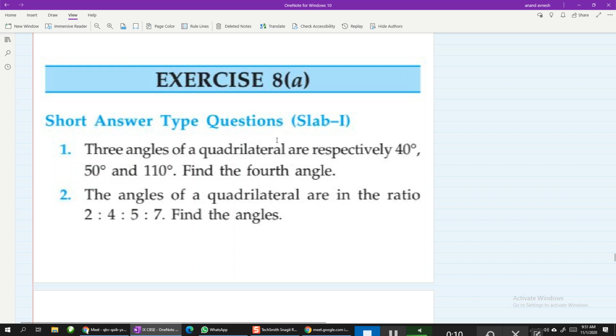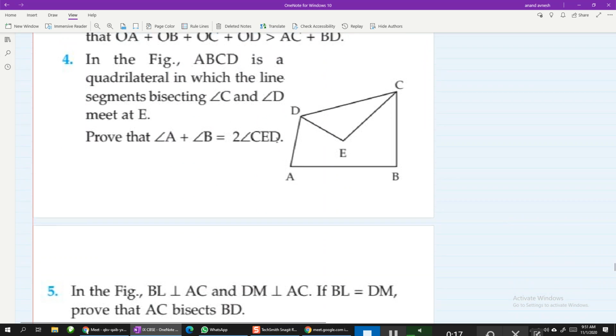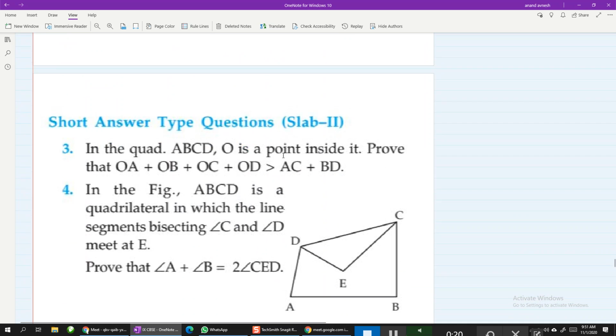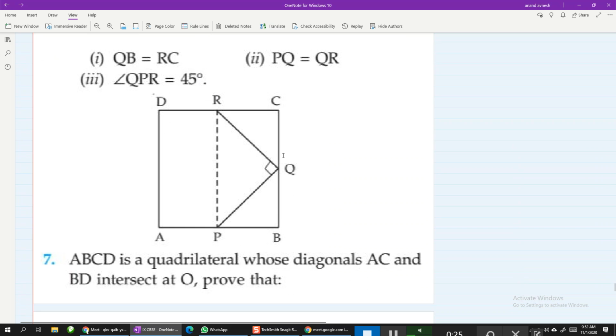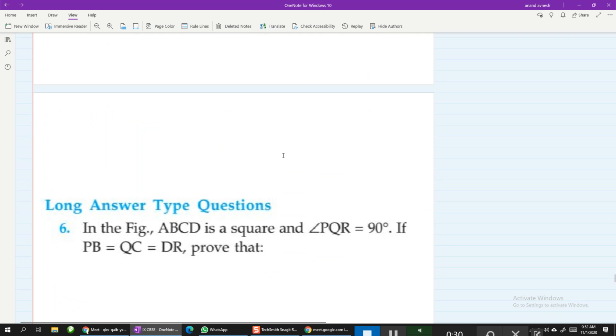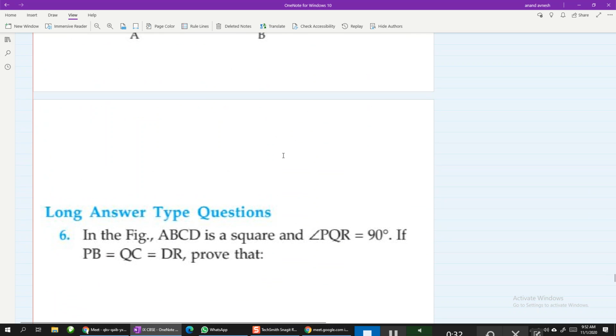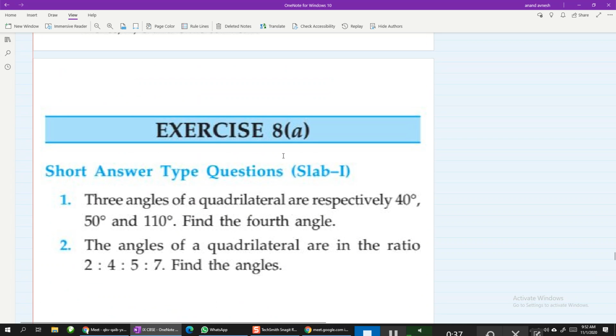Any doubts in exercise 8A? Just to remind you that inequality questions are not there in your syllabus, so don't bother about them. But apart from that, any other doubt in exercise 8A, you can tell me now. Eight A was comparatively easier, basic properties of quadrilaterals.